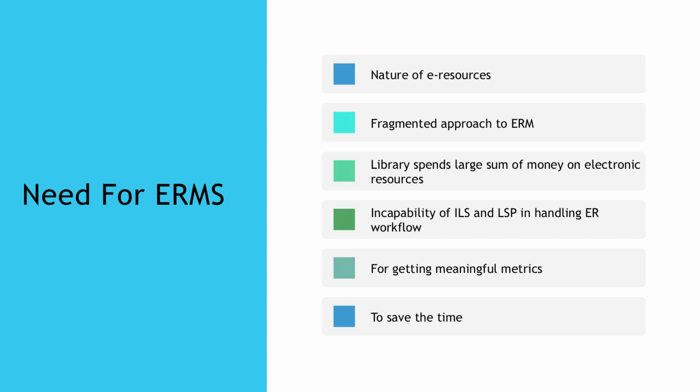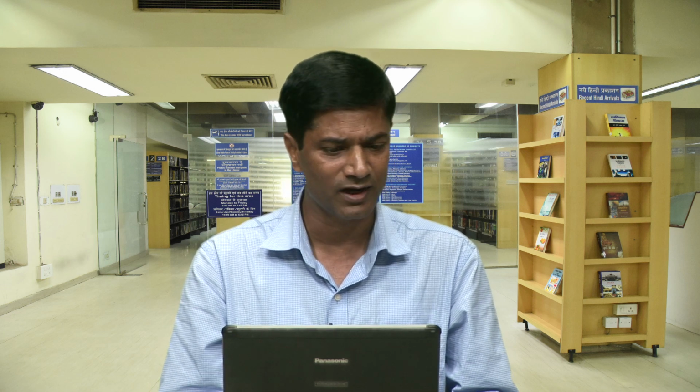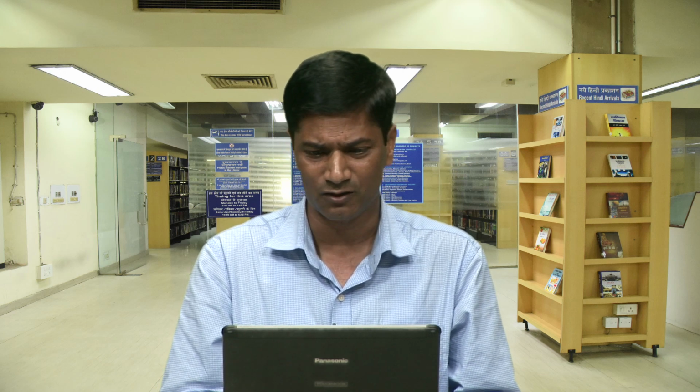Libraries are spending a huge sum of money on electronic resources, and to get the maximum advantage of electronic resources, we should have an electronic resource management system. And meaningful metrics are an important aspect, because the metrics like usage statistics and other things which we get are in many cases not authentic. They are not as per our requirement. Hence, to get authentic and useful metrics which we can easily interpret and manage, we require ERMs, and this also saves time.